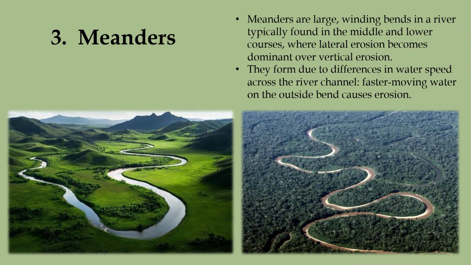The third landform created by a river in the middle course is meanders, which are large, winding bends in a river where lateral erosion becomes dominant over vertical erosion. Meanders are formed due to differences in water speed across the river channel. Faster moving water on the outside bend causes erosion.